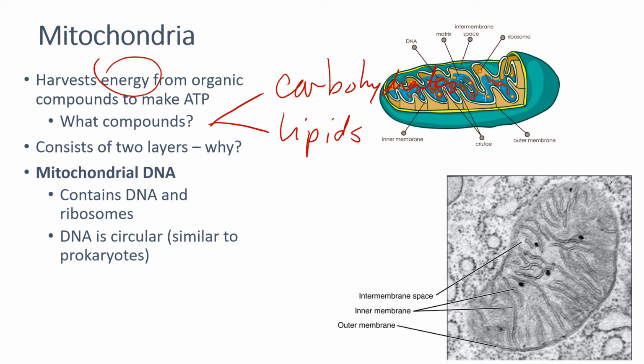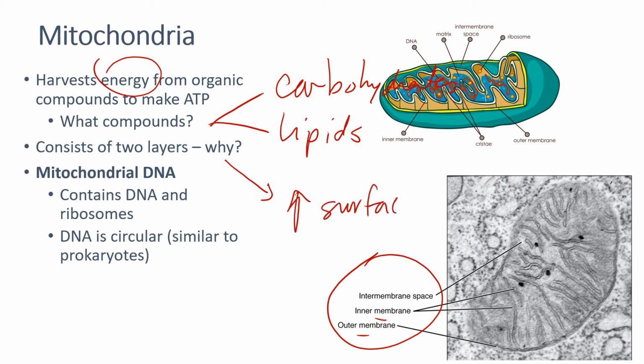The mitochondria, you'll notice in this diagram right here, contains 2 different layers. The idea is that if it's going to make energy, it wants to be efficient. So it has two layers, an inner and an outer membrane, which increases the surface area for that one mitochondrion, and that means it's going to be more efficient.